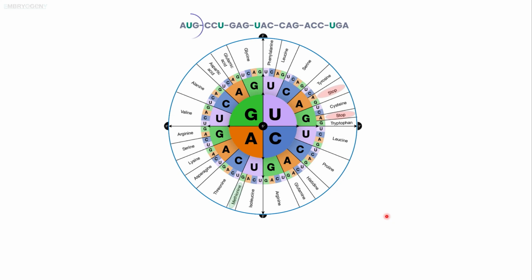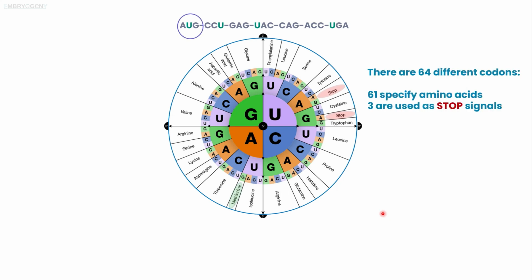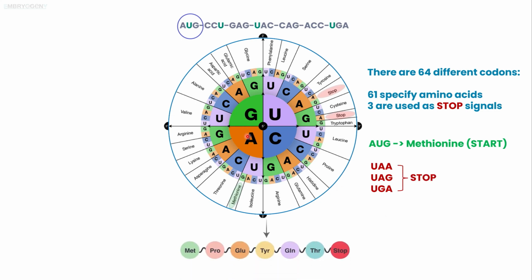Important thing to remember is that AUG corresponds to methionine, which is the start codon. Similarly, UAA, UGA, UAG, these are stop codons. So we have three stop codons. The start codon initiates translation, whereas the stop codon stops or terminates the translation process.